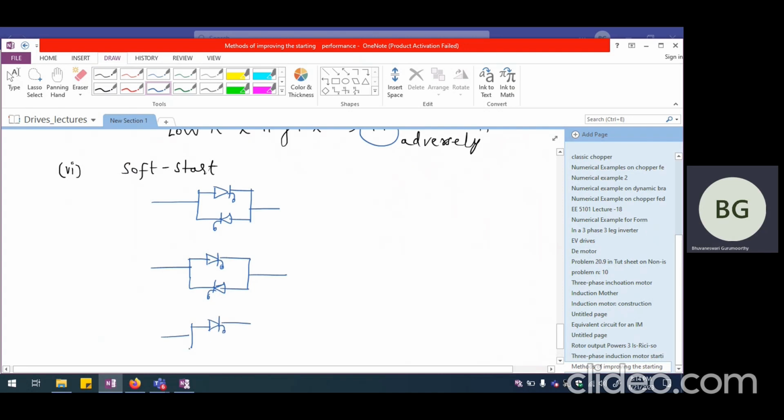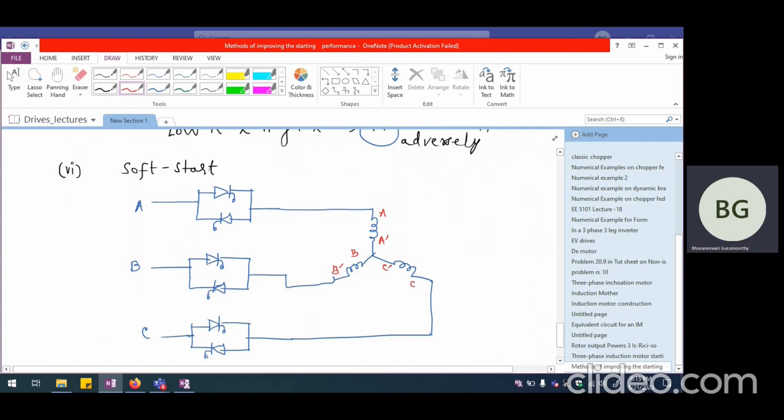So this is A phase, this is B phase, and this is going to be C phase, and each phase is going to have one pair of thyristors which are back to back connected. So let us say this is going to be the A phase winding of the induction motor, this is going to be the B phase winding, and this is going to be the C phase winding of the induction motor. Okay, in that particular case, let us say this is A dash, this is B dash, and this is C dash.